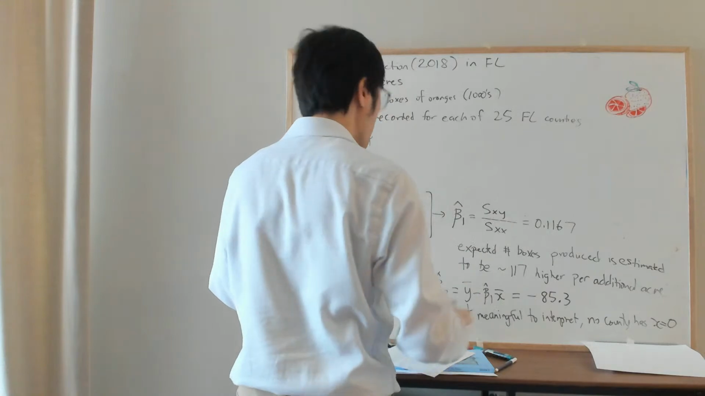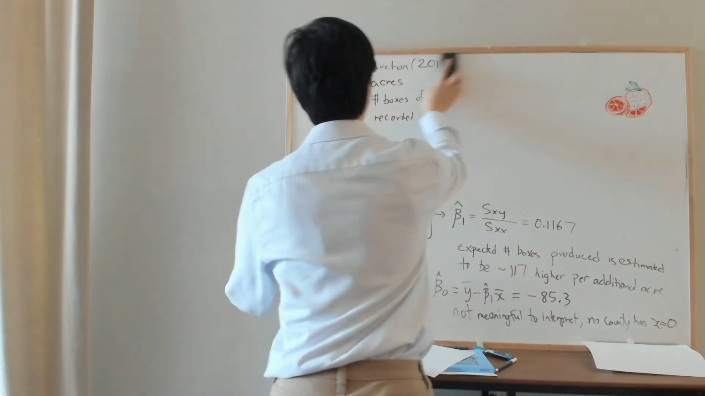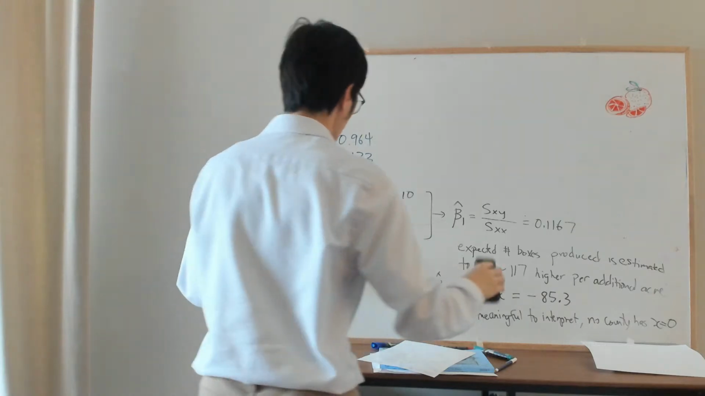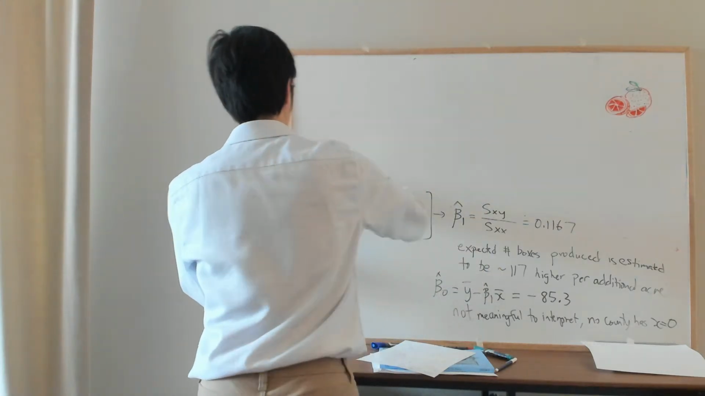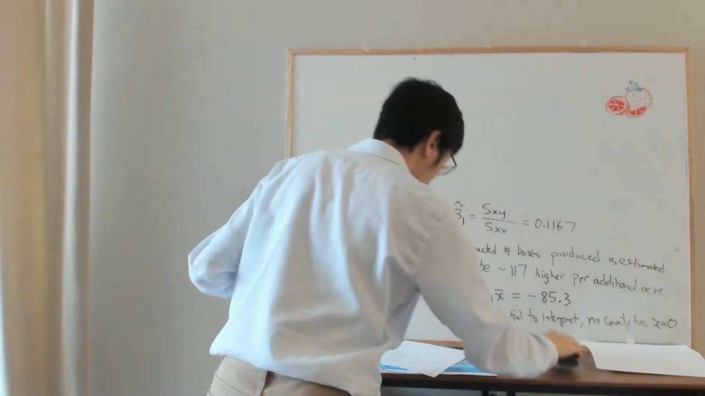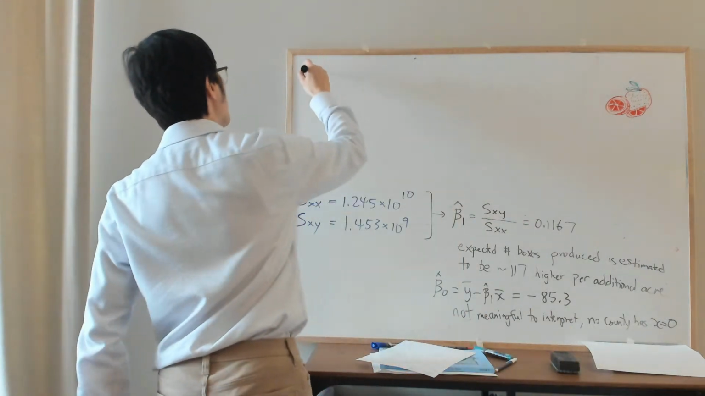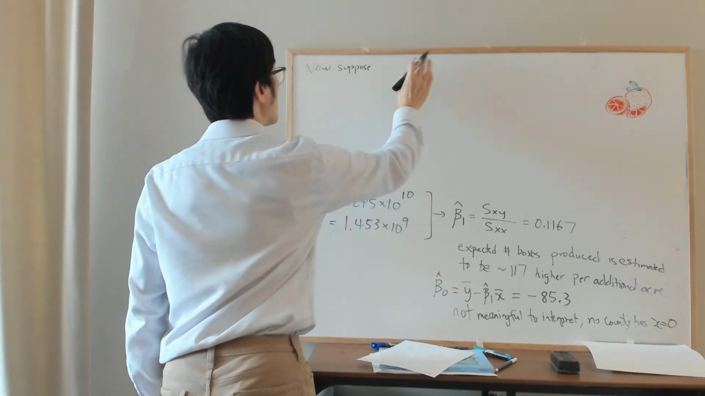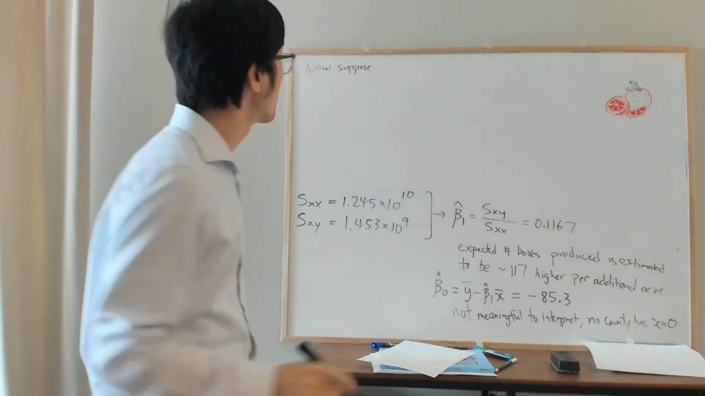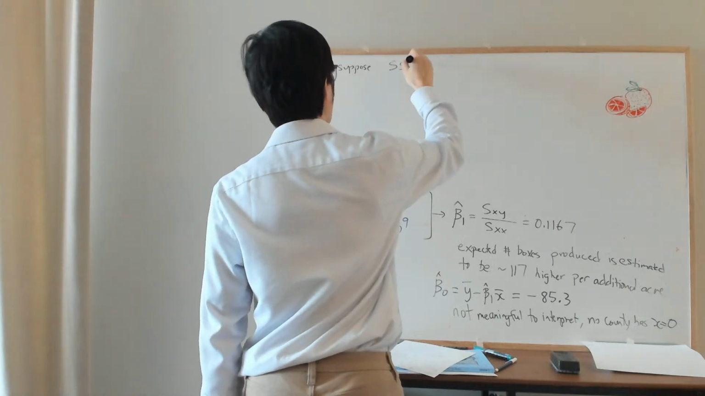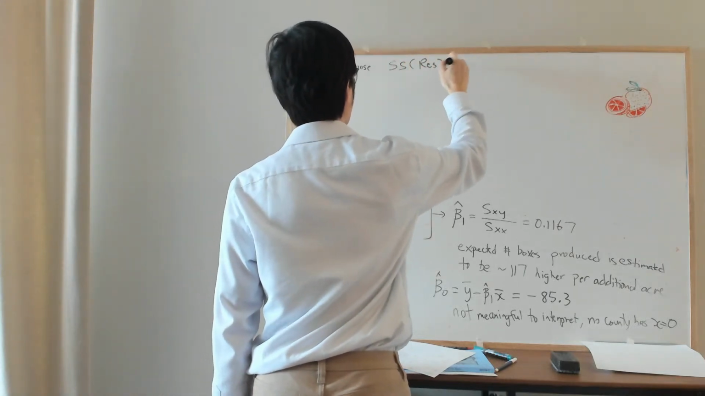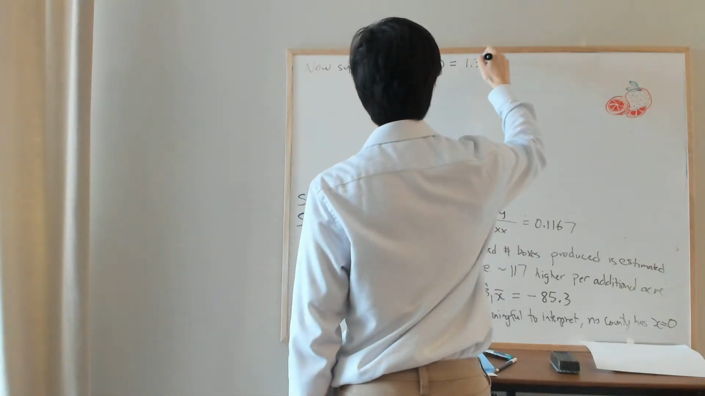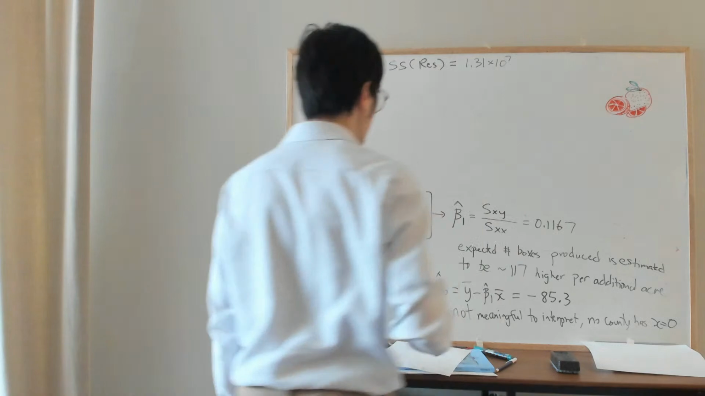Okay, so now let me give you a couple other pieces of information, and then we will do a few more calculations. Okay, so use this information. Okay, so now suppose we fitted the model and I tell you, okay, the sum of squares of the residuals is this number, 1.31 times 10 to the 7.